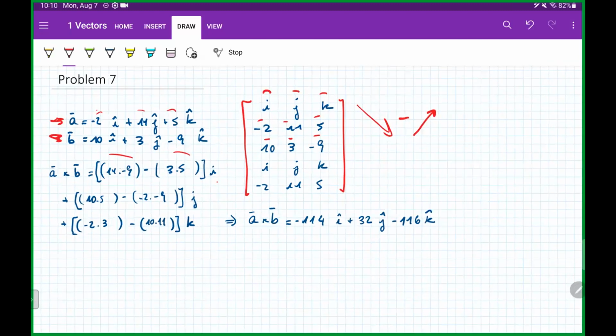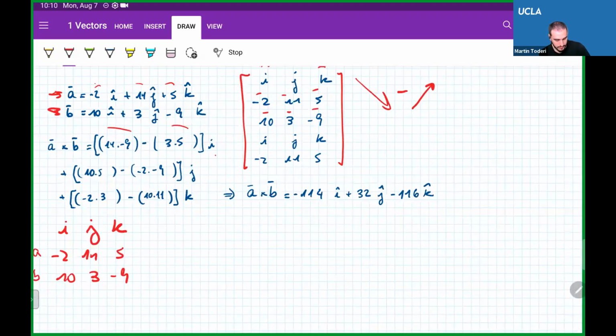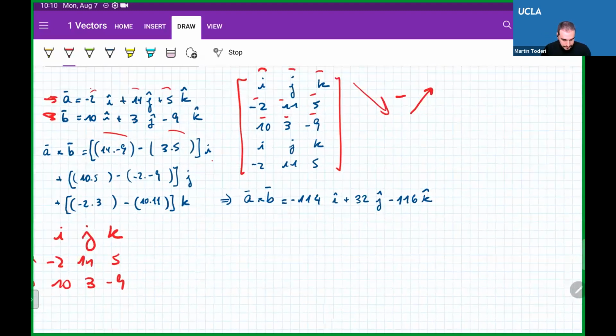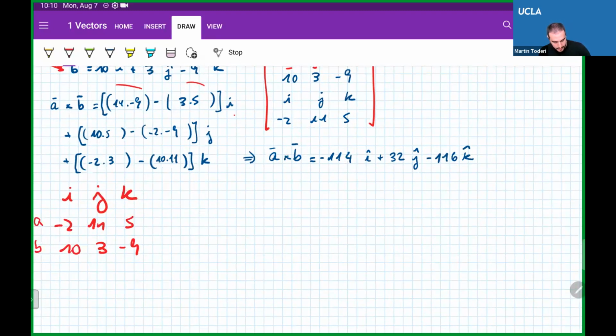Let me do it again here. So we have I, J, K, -2, 11, 5, 10, 3, -9, right? Those are the components of A and the components of B. And then if you want to calculate the first term, you just block this column and row. So you have the matrix.